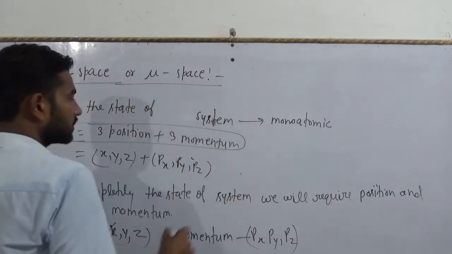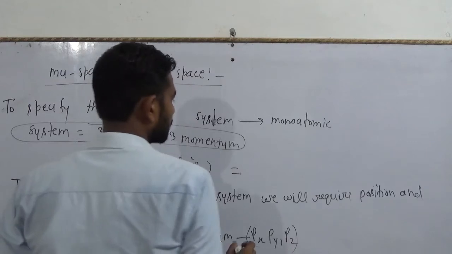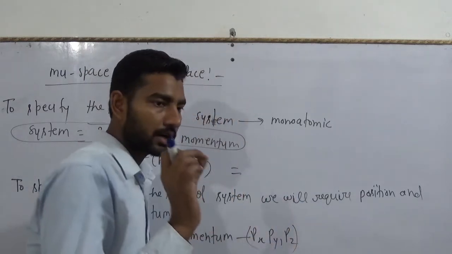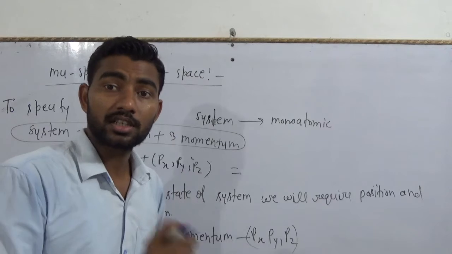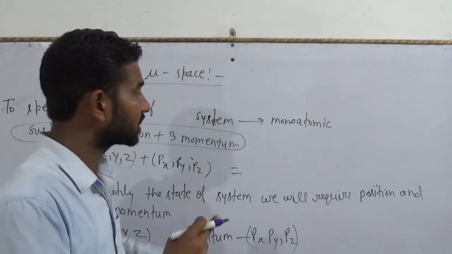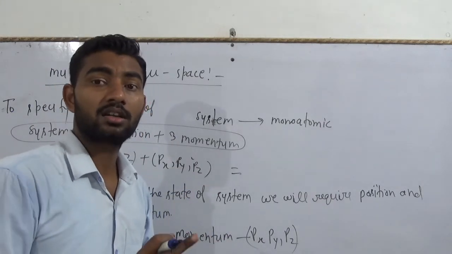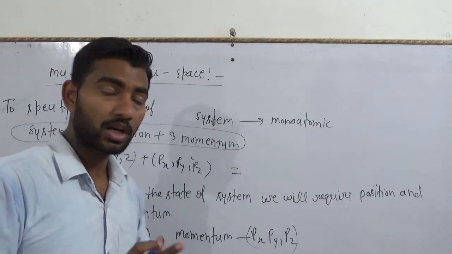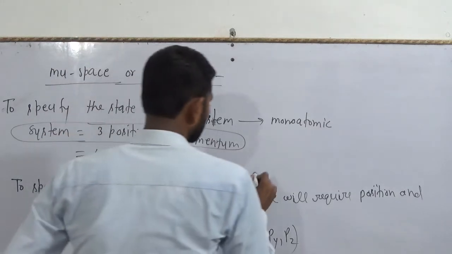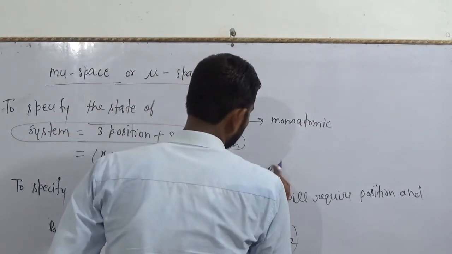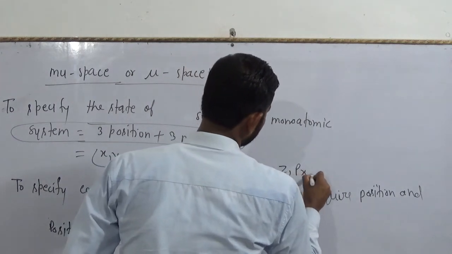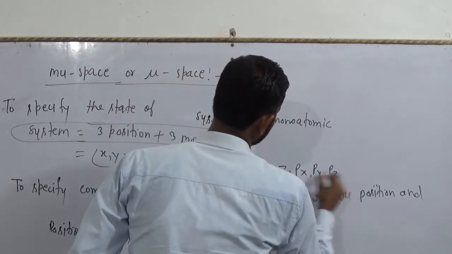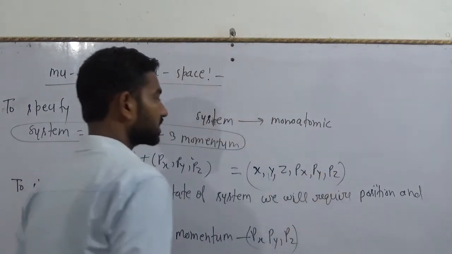So the total number of coordinates to specify the state of this system, which contains only one molecule or we can say only one atom, will be x, y, z, px, py, pz. These 6 coordinates.